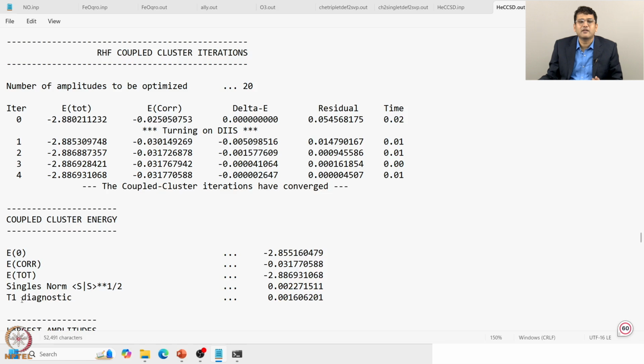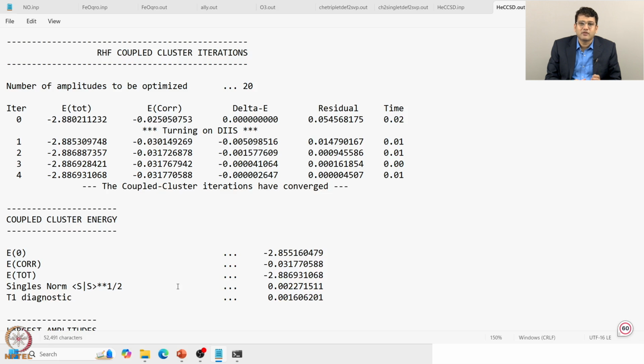And something interesting in this output is what is called a T1 diagnostic. Now the T1 diagnostic is basically related to the norm of the singles vector, and it tells you whether your reference wave function is good enough or not. In cases where my T1 value is more than 0.02, it essentially means that my coupled cluster calculations are not reliable and one needs to be very careful.